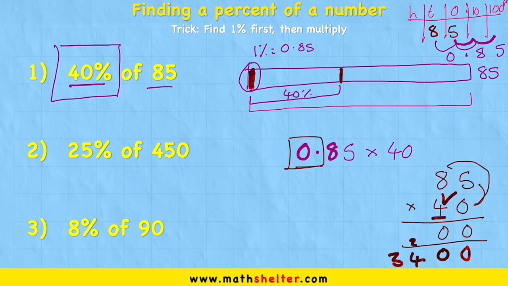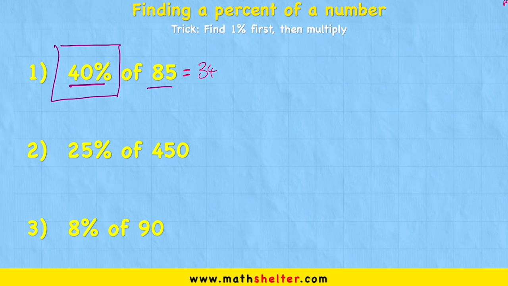But now, because I originally avoided this decimal, what I now need to understand is that the 85 was 2 places after the decimal. So now I need to come 2 places back and put the decimal in place. So my answer is 34. So 40% of 85 is 34. Now that's just one way of solving it. What we did there is we found 1% and then we multiplied.